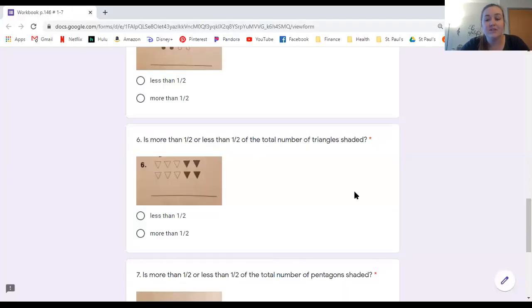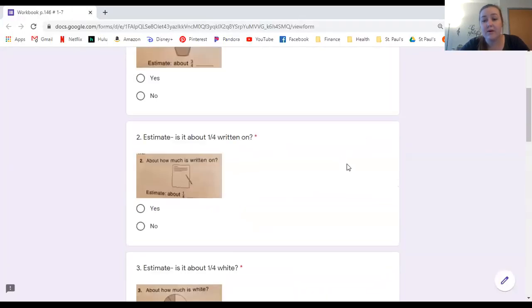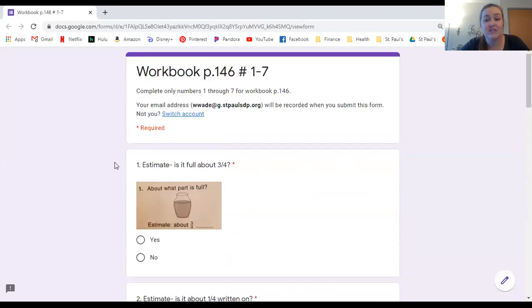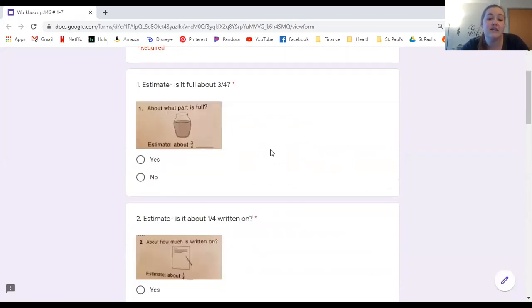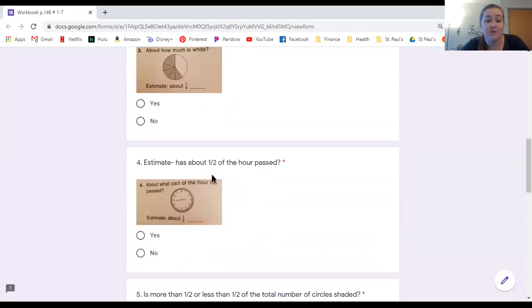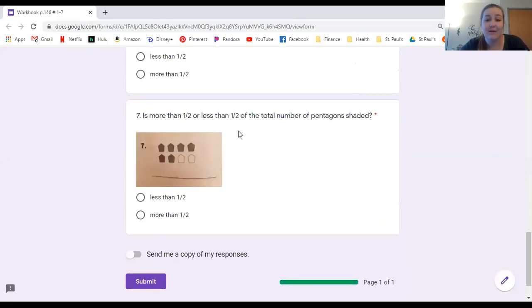Okay, so what you will see is if you want to pull out your workbook 146, you can start there. And what you're going to do, I've also put the questions in, so all you have to do is press them. You don't have to actually type anything in. So here, for example, number 1 is about what part is full. Here they said 3/4. So it's asking you, is it full about 3/4? You just have to answer yes or no. On these, it gives you multiple choice for each of the questions. It's only 7 problems. Turn that in and then you are good to go for today.